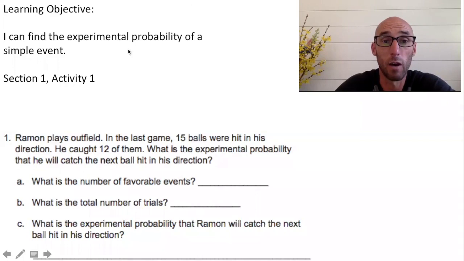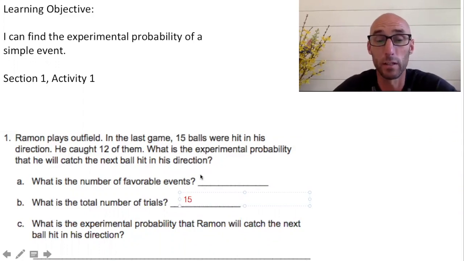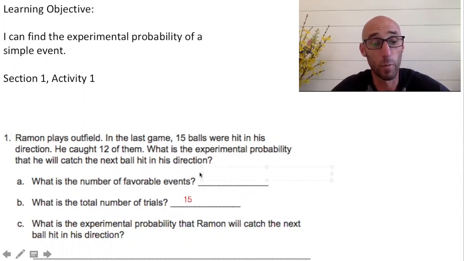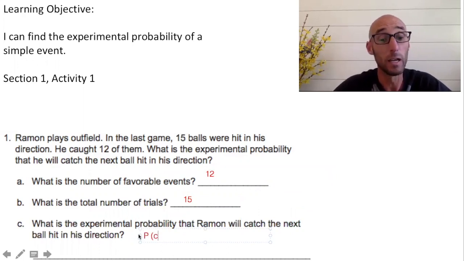All right, now I like to begin with the denominator first. There were 15 balls hit in his direction. And of those 15, Ramon caught 12 of those balls. So when we talk about the probability that Ramon will catch the next ball hit in his direction, again, to review, there were 15 total balls, and of those 15, he caught 12 of them. So the probability that Ramon will catch the next ball is 12 out of 15.